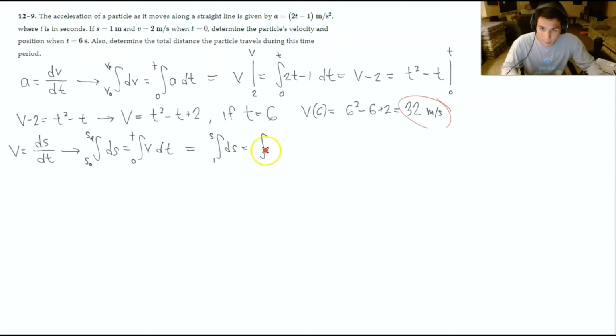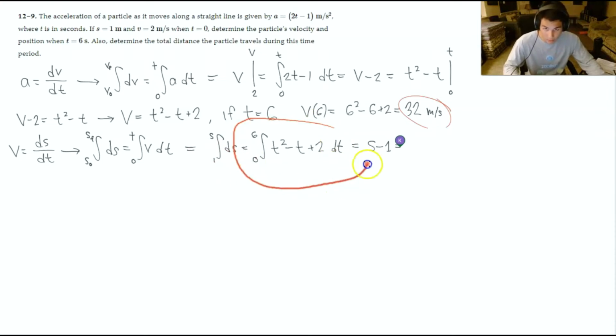Okay. So this integral, we're going to insert what v was. v is t squared minus t plus 2 dt. And then we're going to ask ourselves, what's the bounds here? Since this is our last integral, let's put for our top bound the top time, which is 6, and the bottom time, which is 0. So the left-hand side of this integral is just going to be s minus 1.